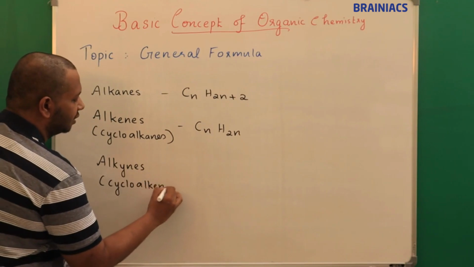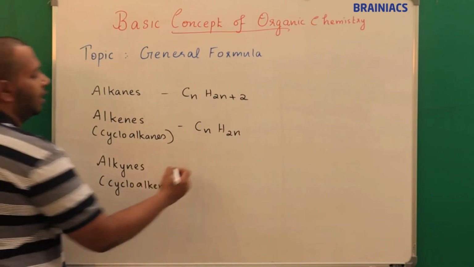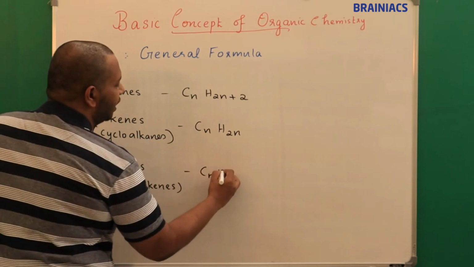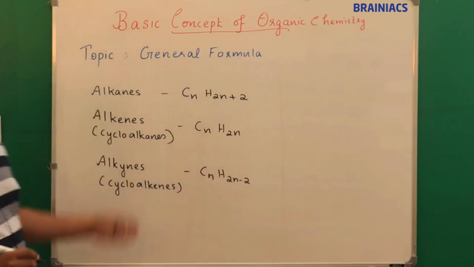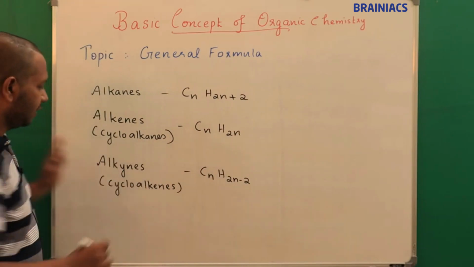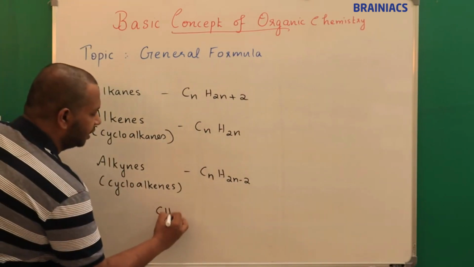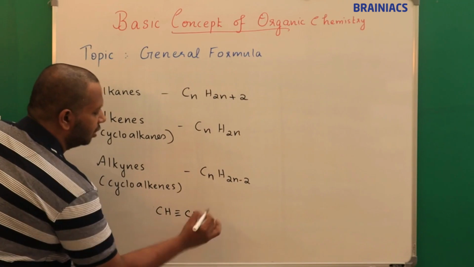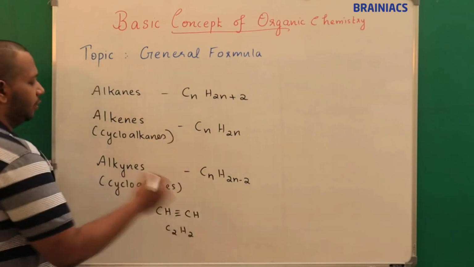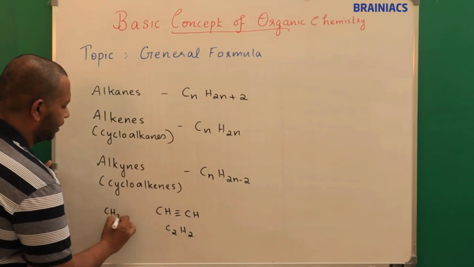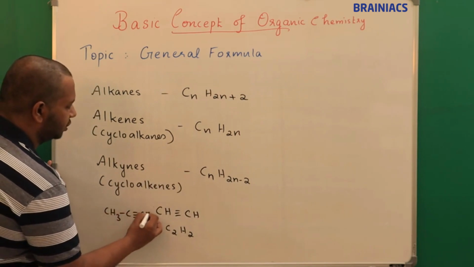Alkynes and cycloalkenes have the same general formula, and that is CnH2n minus 2. So I can similarly derive that. For example, the simplest alkyne is CH triple bond CH. So if you see the formula, that is C2H2. Now next one, that will be CH3 C triple bond CH.